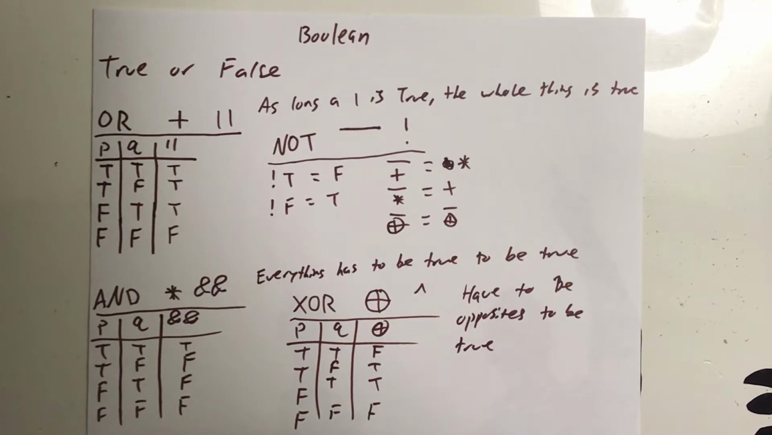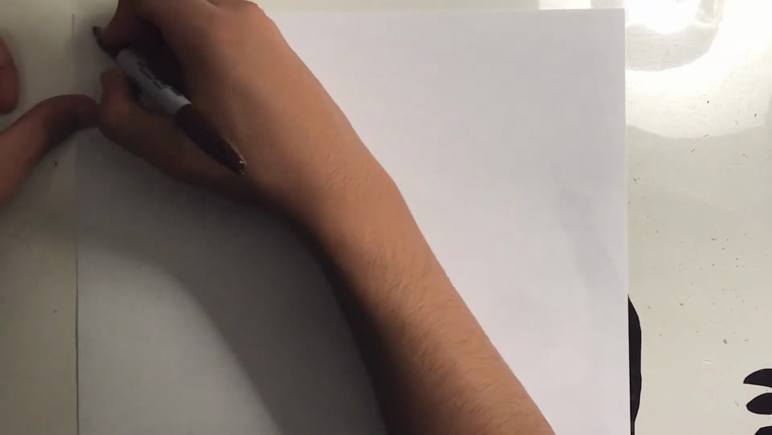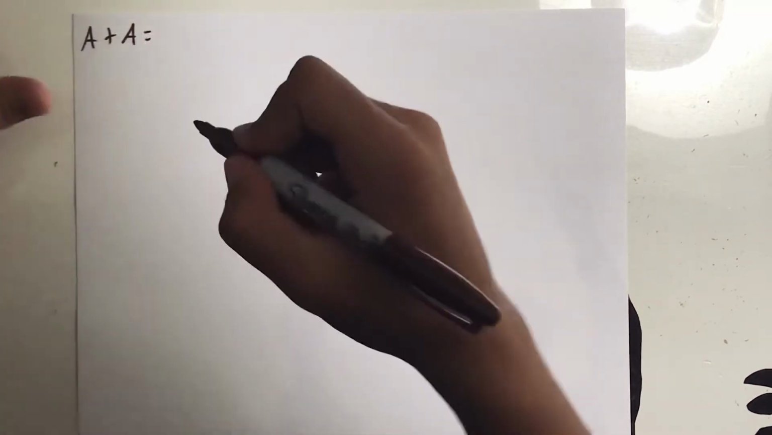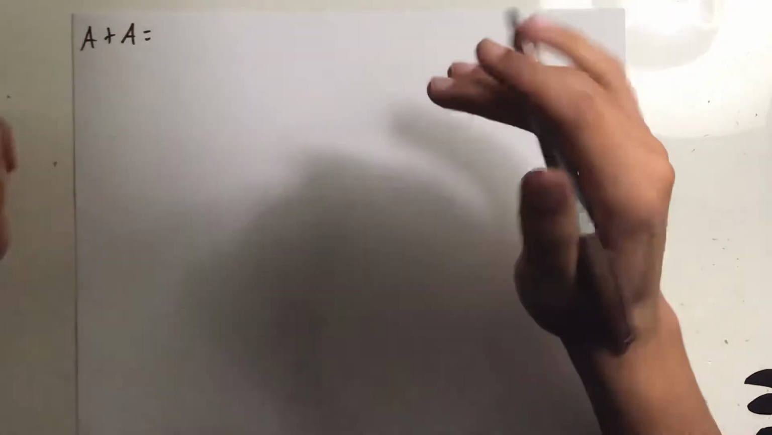Now I'm going to go over all the Boolean identities, and you have to pay really close attention to this. I'll put this in the frame. Okay, so the first identity is A plus A equals what? So what does A plus A equal to?